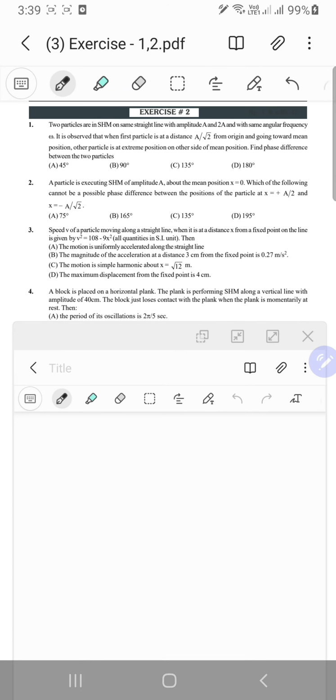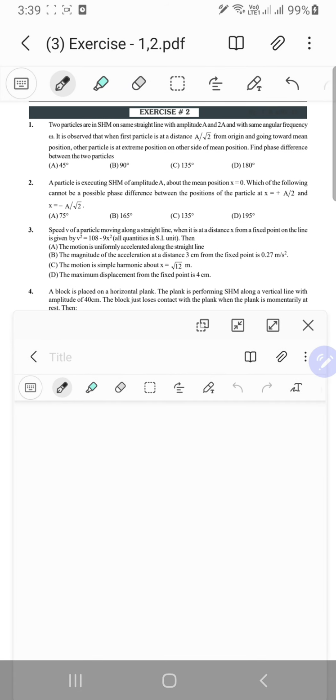Exercise number 2. Let's do it. So first question, two particles are in SHM on a straight line with amplitudes A and 2A. Oh, so different amplitudes. Okay. And with the same angular frequency. Well, that's nice. It is observed that the first particle is at distance A by 2.